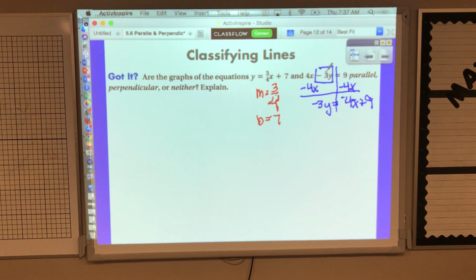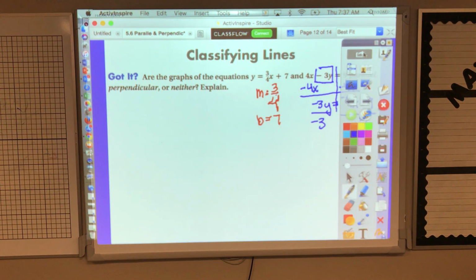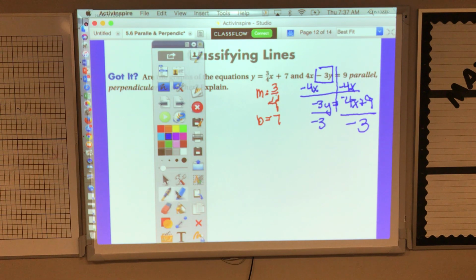Y is still not by itself, so to get it there, I need to undo this multiplying by negative 3, so I divide both sides by negative 3. Remember, when you do that, you really have two problems on this side. This is the other side for you. Okay? So we have this negative 4 divided by our negative 3. And we have this 9 divided by our negative 3. Okay, we have two separate problems.